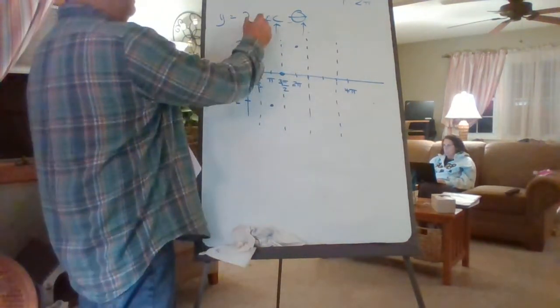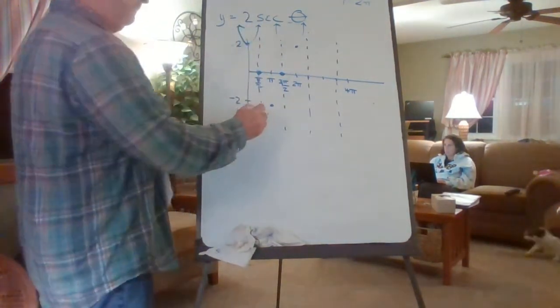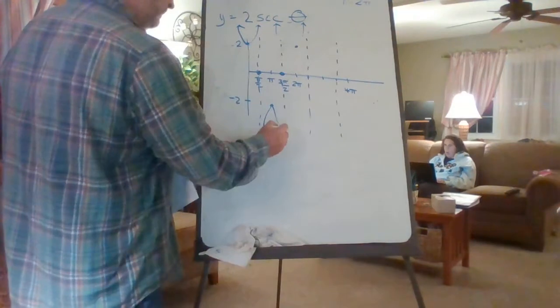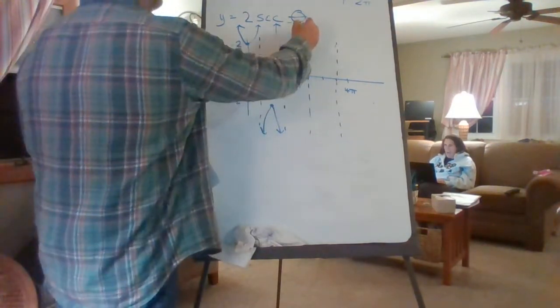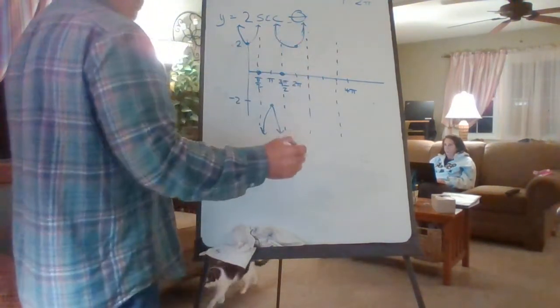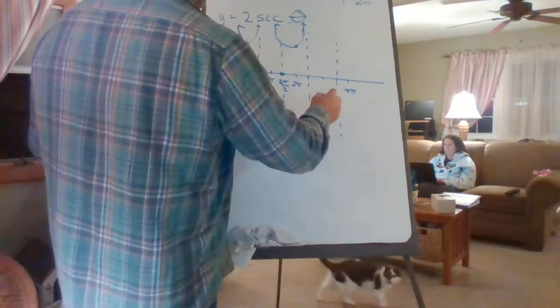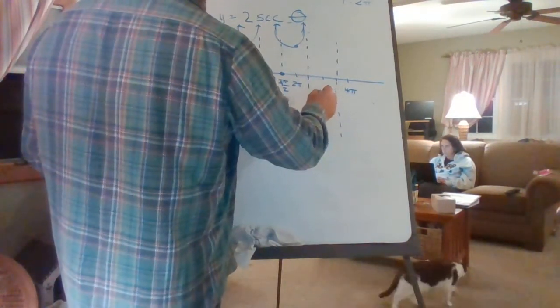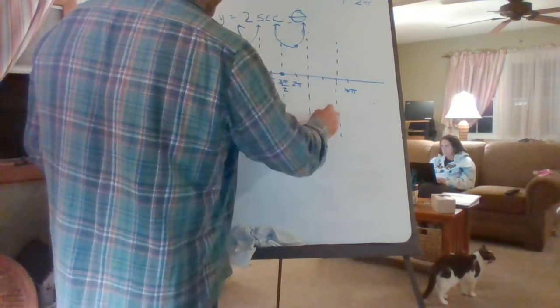So at a maximum, again, we're going to have a parabola going up. At a minimum, going down. Maximum, going up. Minimum, going down.